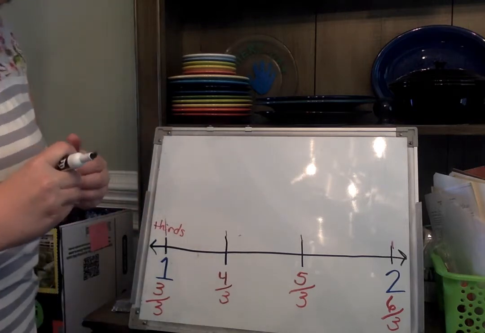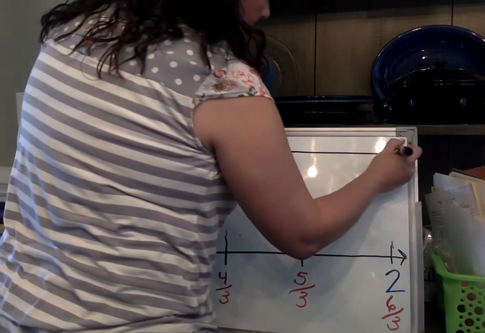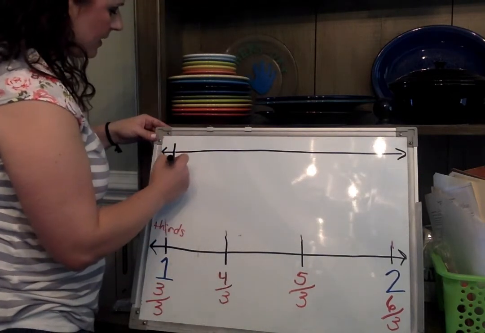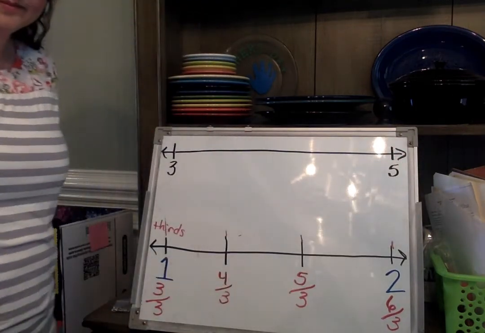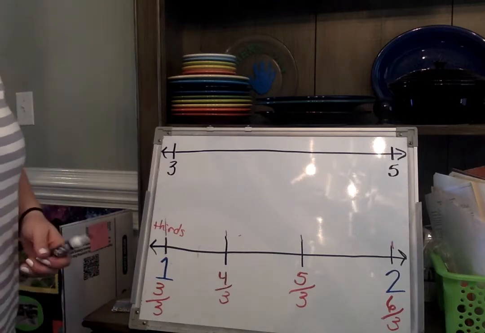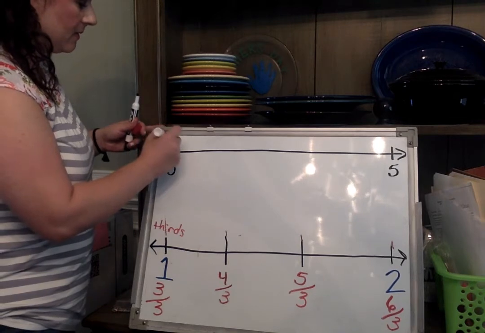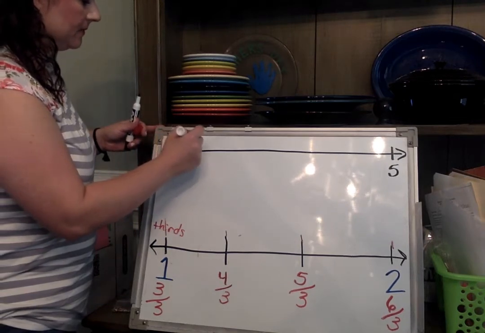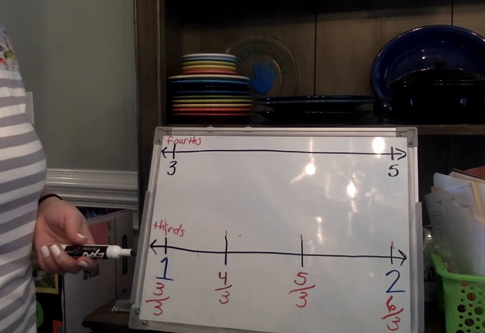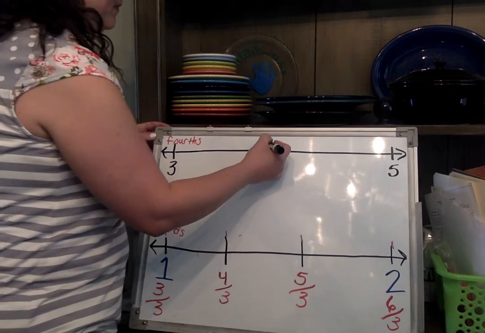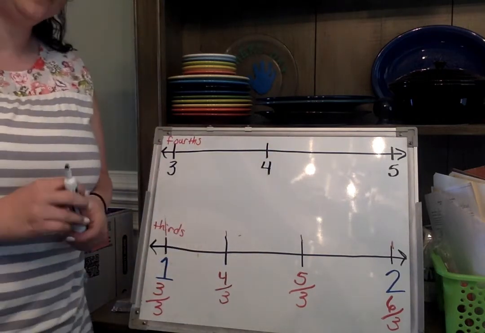Okay? This one, we're going to draw our number line. And we're going to start with 3. We're going to end with 5. This time, I want you to do fourths. Now, I know immediately that there is a number between 3 and 5, and that would be the number 4. And 4 comes right in the middle, okay?